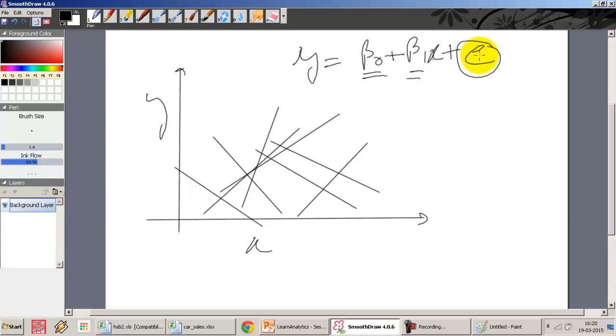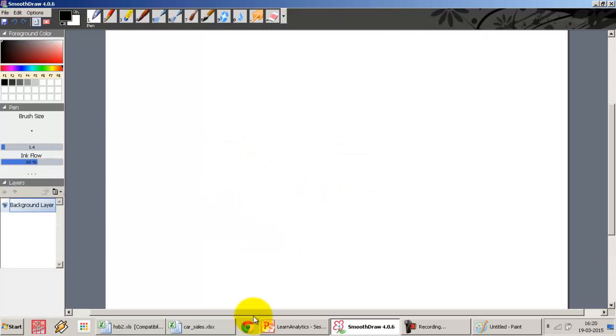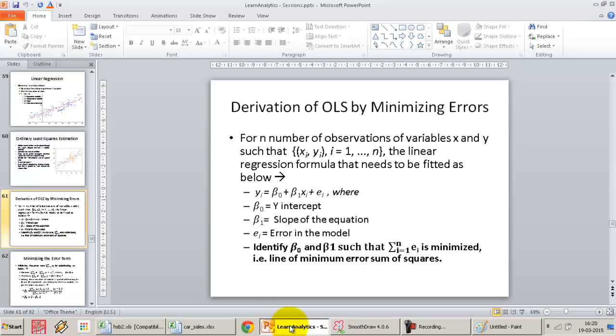And this is where we're going to use a little bit of calculus. For those of you who are not very familiar with calculus, you can just follow the lecture. I'm not going to go into actually deriving a partial differential equation, but we will still look at the basics of it. So let's have a look at the equation that we have to minimize. Supposing that for n number of observations we have x and y, such that we have observations xi, yi, where i is equal to 1 to n.